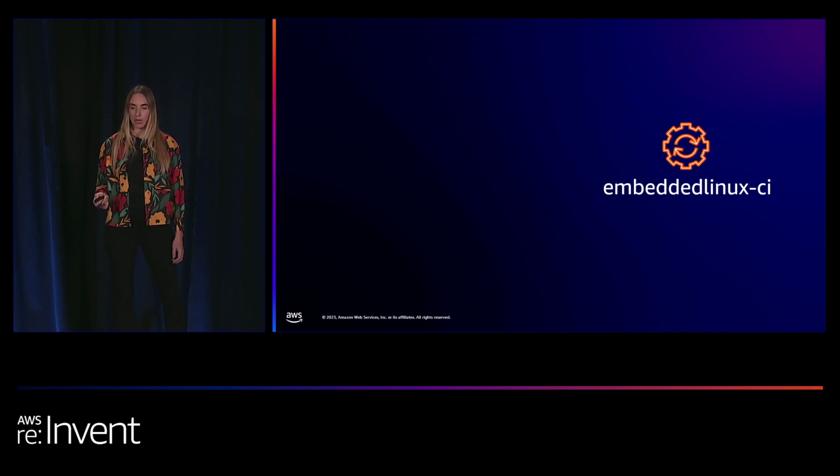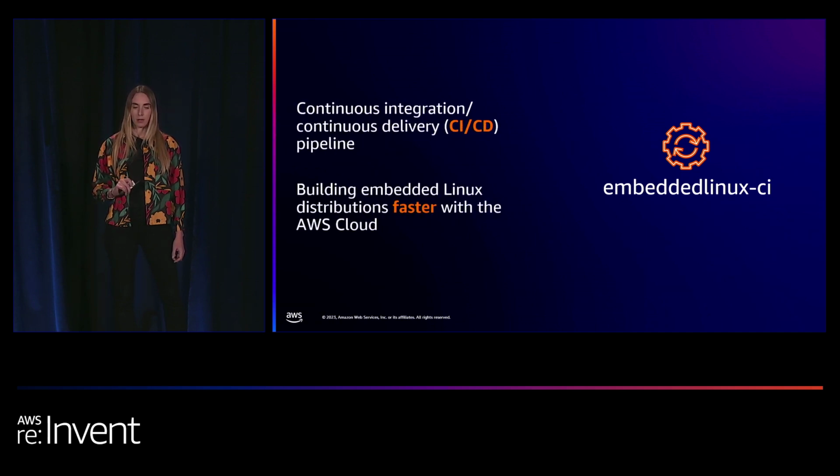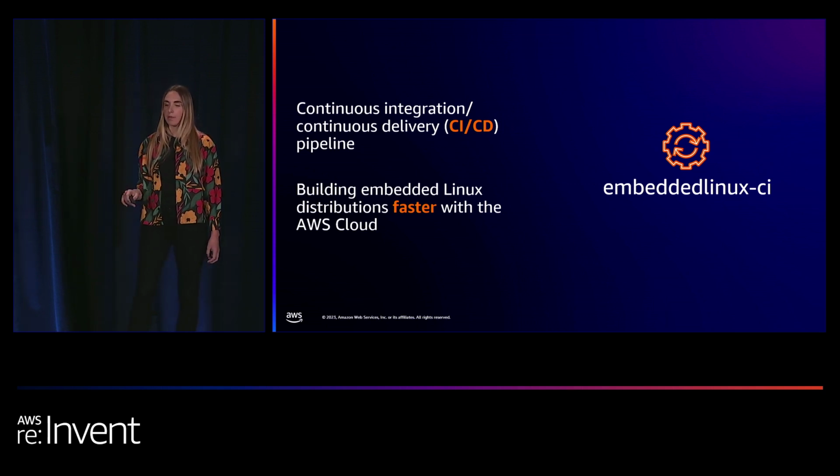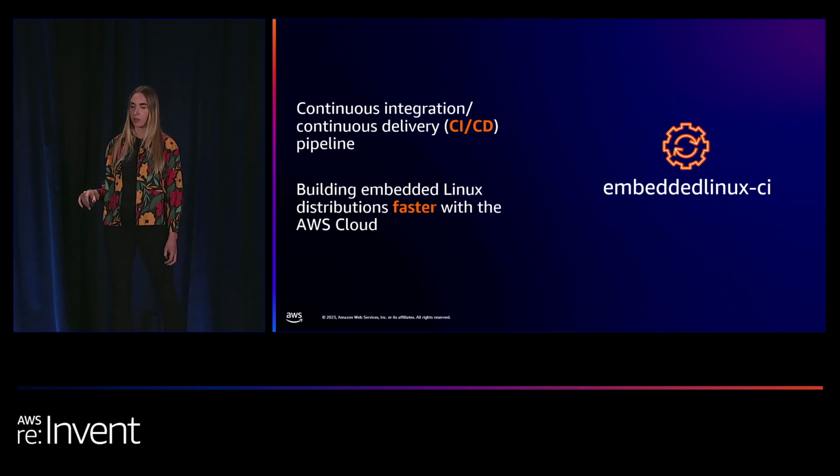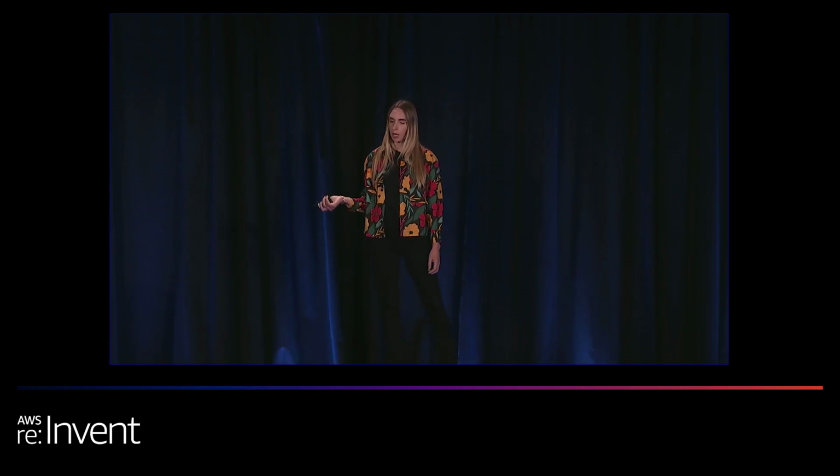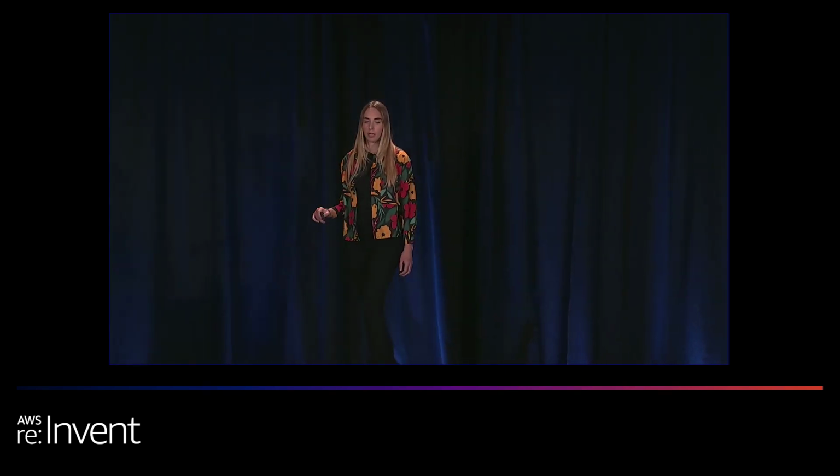But the second question is involving this AWS for embedded Linux CI. It's a CI/CD pipeline that helps customers build embedded Linux distributions faster using the cloud, right? So it alleviates a lot of the problems that you would have with on-prem compute power and on-prem storage, right, by using the power of the cloud to make it go faster. So Rich is going to talk about how you can make use of meta-AWS and AWS for embedded Linux CI to accelerate your product delivery while you're using Yocto project.